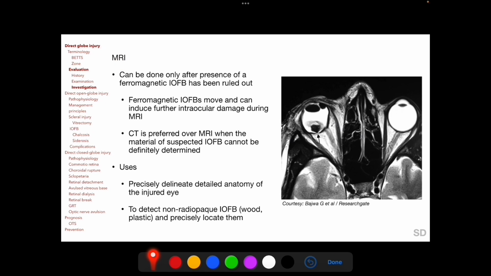Magnetic resonance imaging can be done only after presence of a ferromagnetic intraocular foreign body has been ruled out, and this is extremely important to remember. Ferromagnetic intraocular foreign bodies move inside the eye during MRI and thus can induce further intraocular damage. CT scan is preferred over magnetic resonance imaging when the material of the suspected intraocular foreign body cannot be definitively determined. So MRI is rarely performed following ocular trauma but can be used to precisely delineate detailed anatomy of the injured eye and detect non-radiopaque intraocular foreign bodies and precisely locate them.